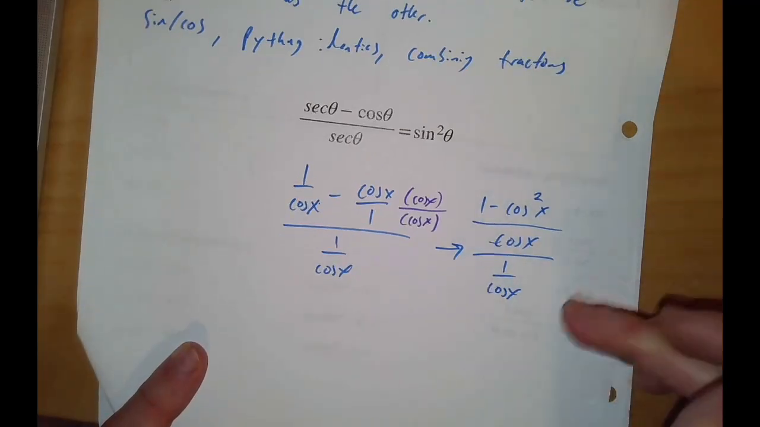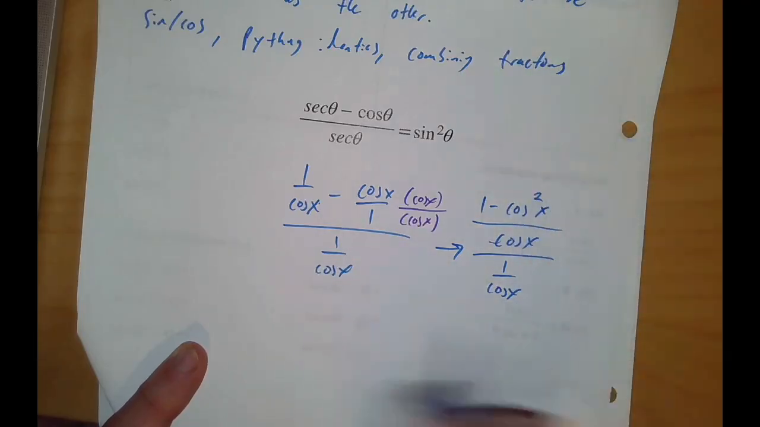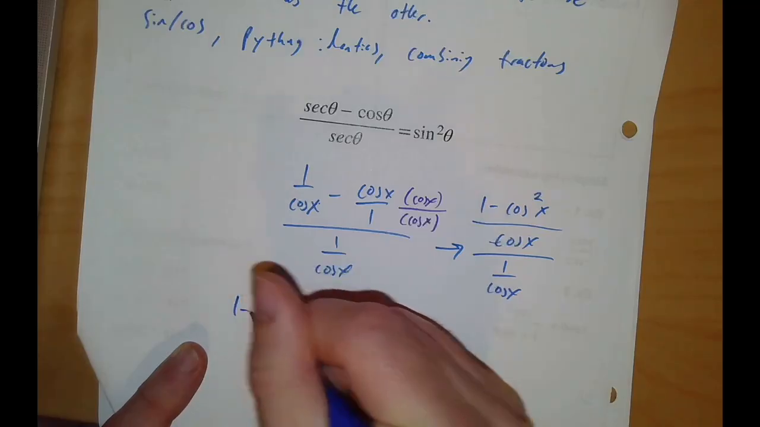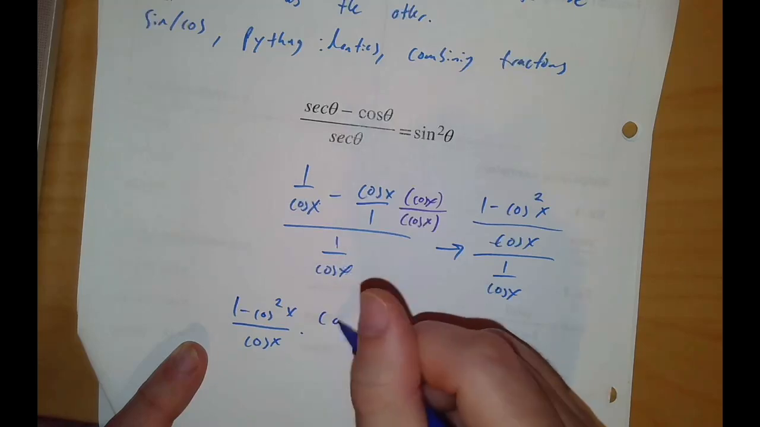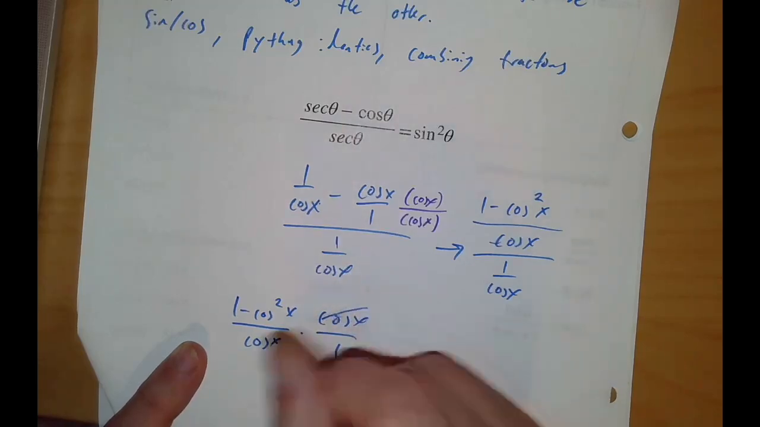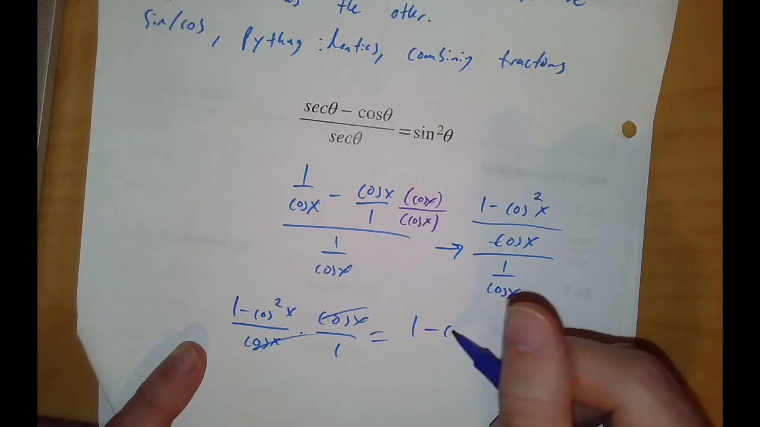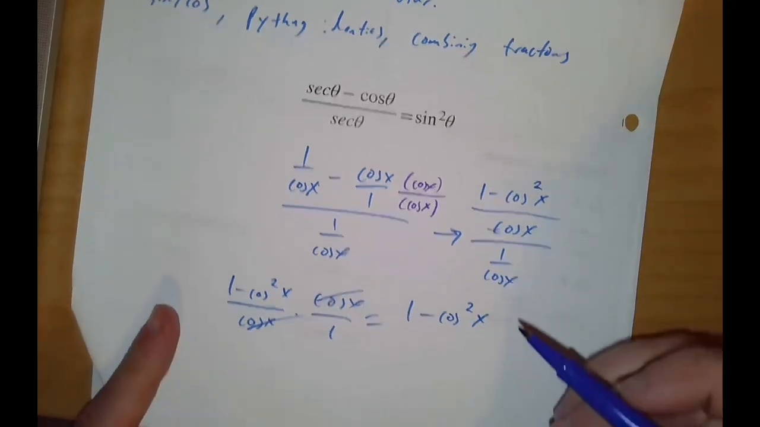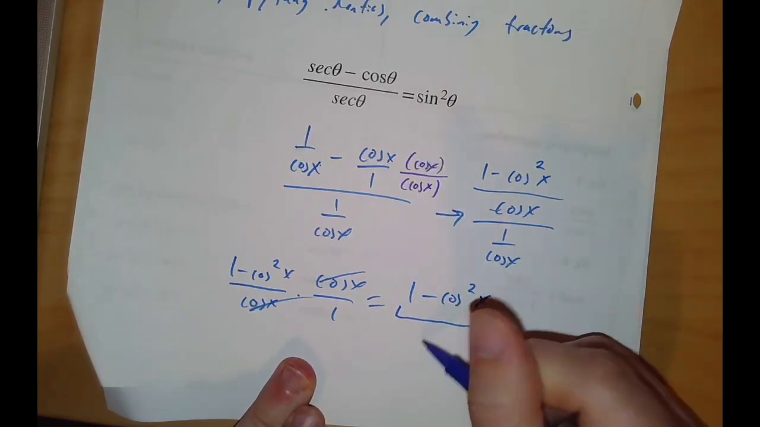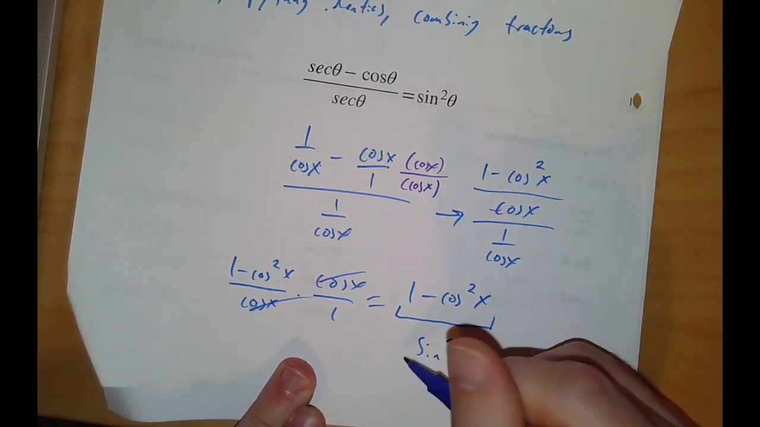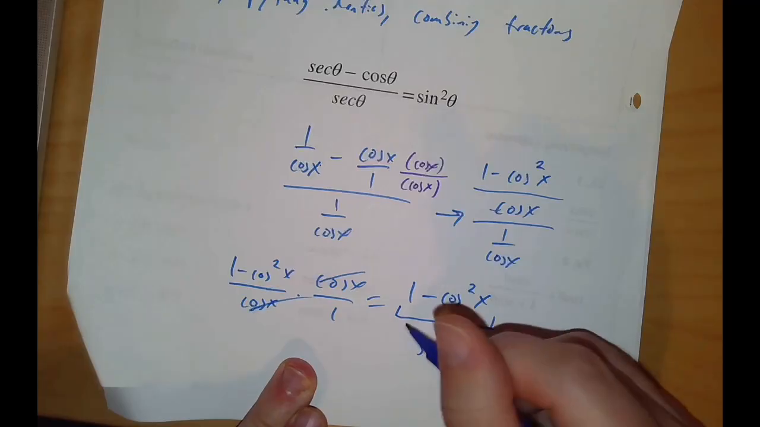Or you could multiply top and bottom by cosine x. This is pretty straightforward, but I'm going to keep change flip. We'll do 1 minus cosine squared x over cosine x times cosine x over 1. These will cancel, and I'll end up with 1 minus cosine squared x. If you remember from our lesson before, sine squared plus cosine squared equals 1. Therefore, 1 minus cosine squared equals sine squared x. And that's our answer.